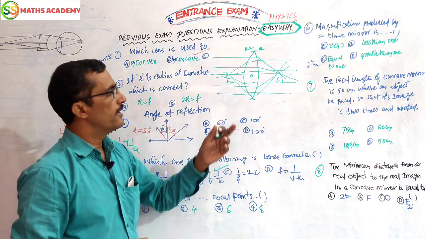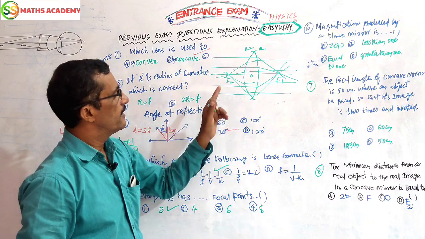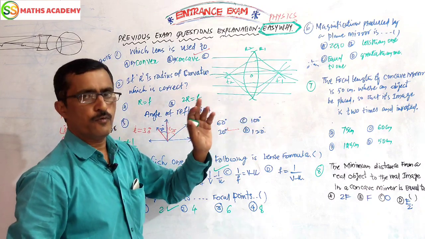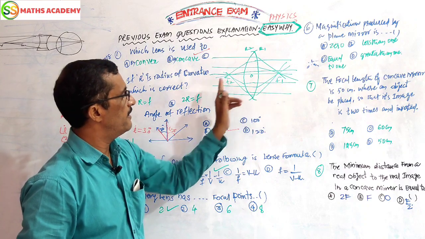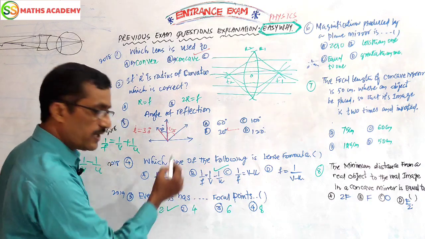You see, when you take a lens, each lens must have two focal points, F1 and F2. So here F1 and F2 are the two focal points. So 2 is the correct answer.